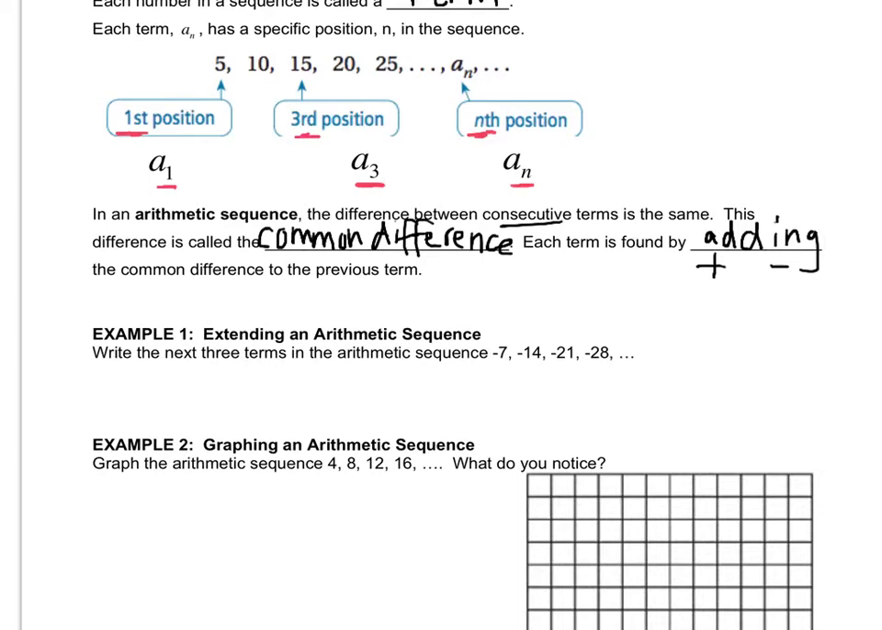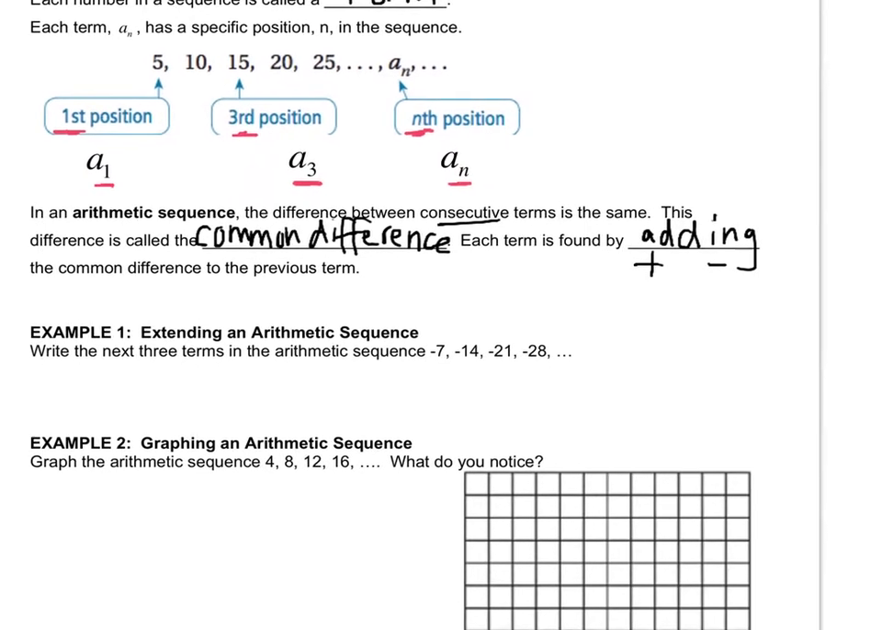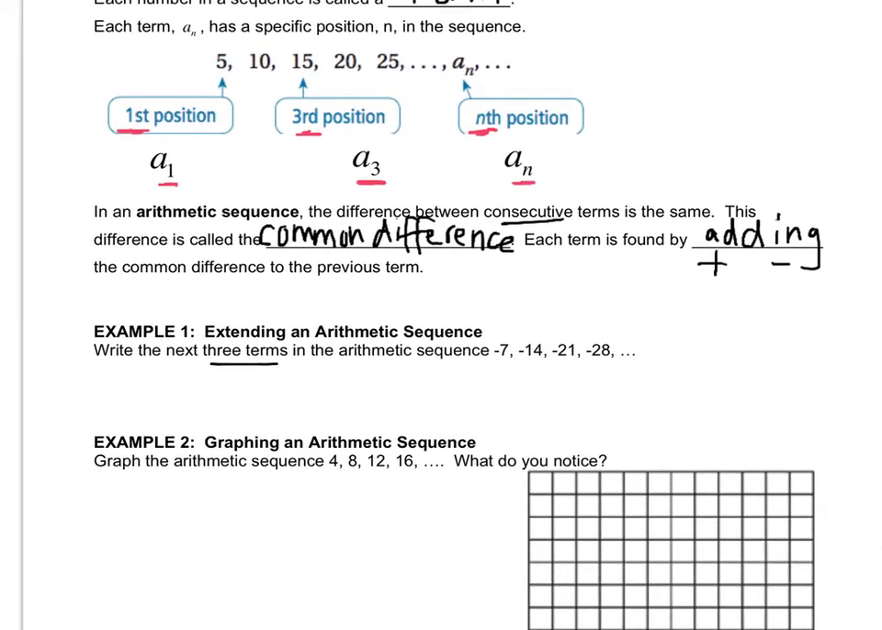So let's start out with just continuing the sequence. You have to find the common difference, meaning the pattern, so to speak, and then write the next three terms. So you see the common difference is minus 7, which means that we're adding negative 7, but minus 7 every time. So the next three terms are negative 35, negative 42, and negative 49.